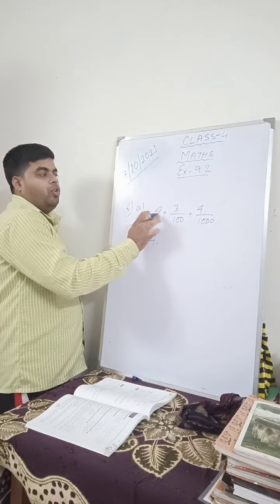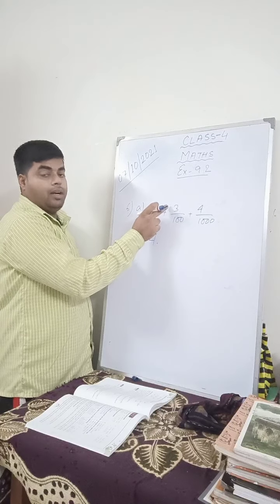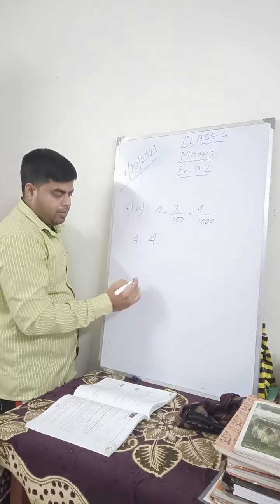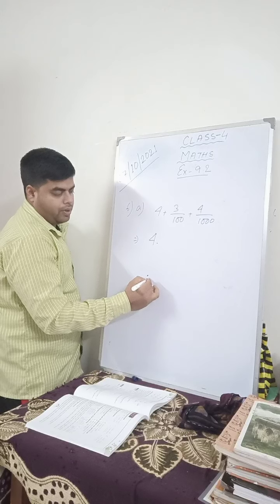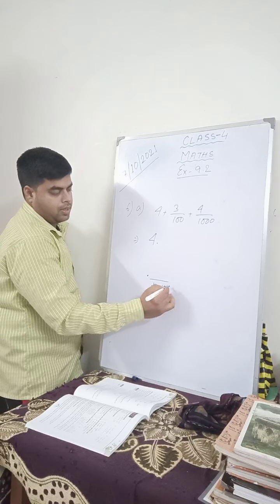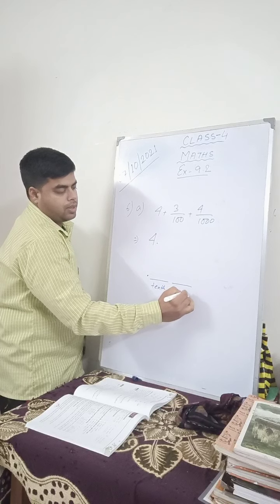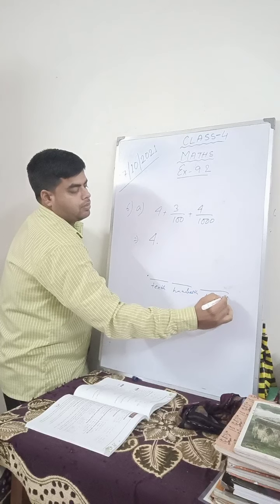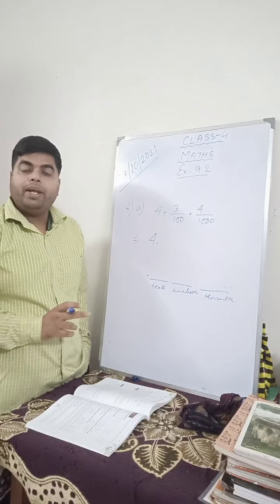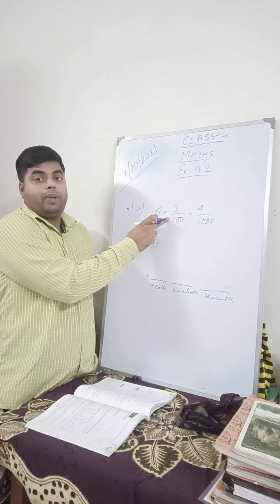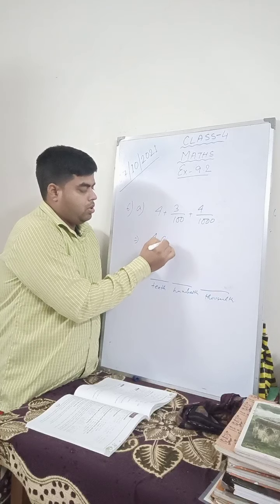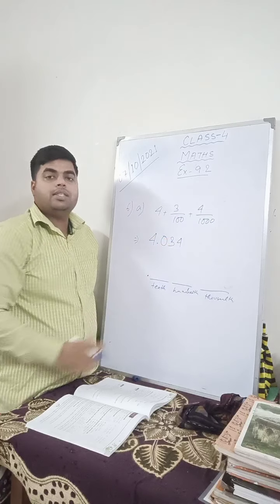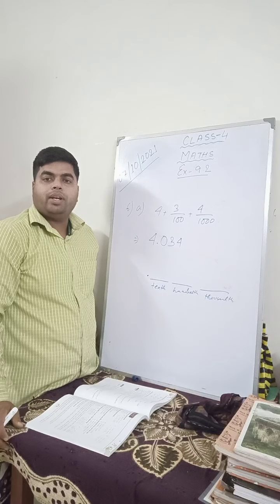Now you see 4 plus 3 by 100, 3 by 100, that 1 by 10 is missing. That means the tenths place is missing. So for a decimal number, after the point you have the tenths place, then you have the hundredths place, then you have the thousandths place. So that place you have to see. You don't have any tenths place, so in the tenths place you have to put 0. In the hundredths place you have 3. In the thousandths place you have 4. So this is your decimal number for the given expansion.